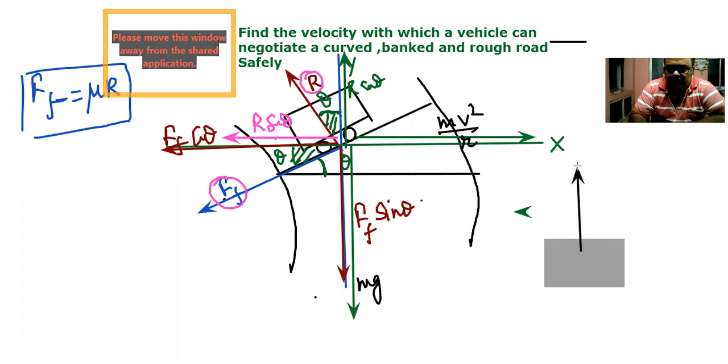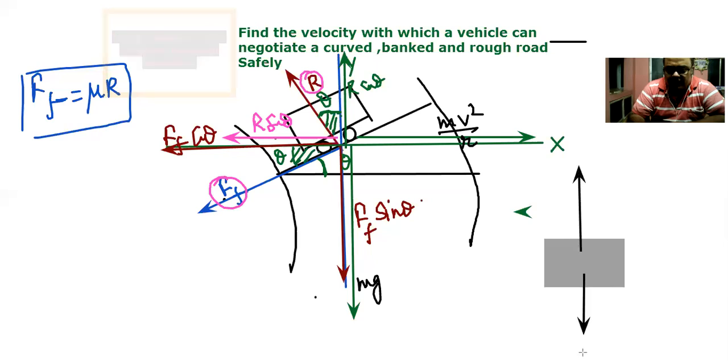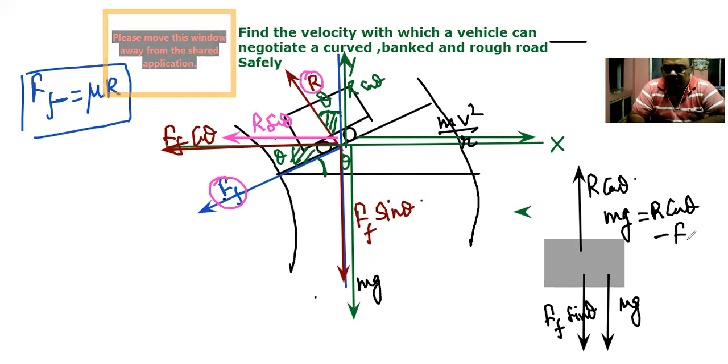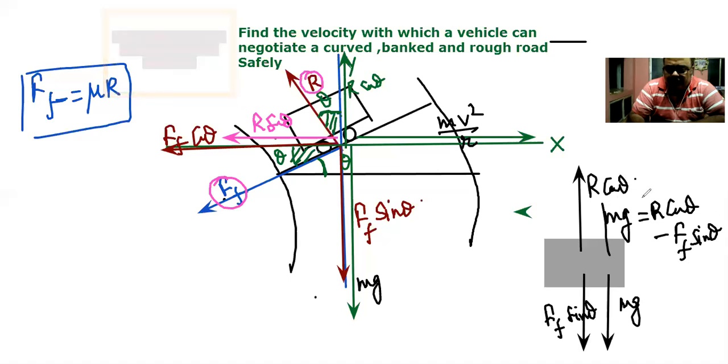In the upward direction, there is R cos theta. In the downward direction, mg, and another is your frictional force. So this will be your R cos theta, this will be your frictional force sine theta, and this will be your mg. So we can say that mg is equal to R cos theta minus frictional force sine theta. Let this be my first equation.